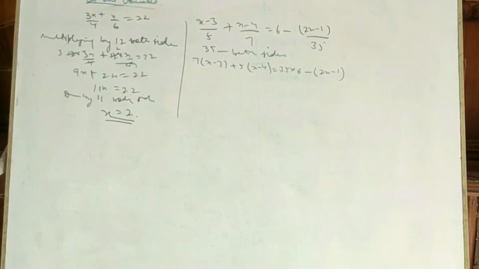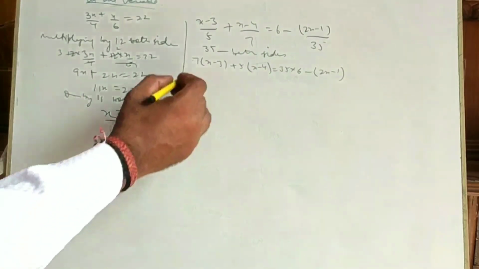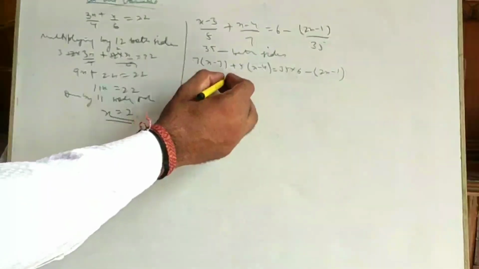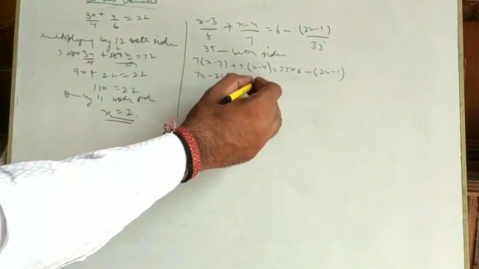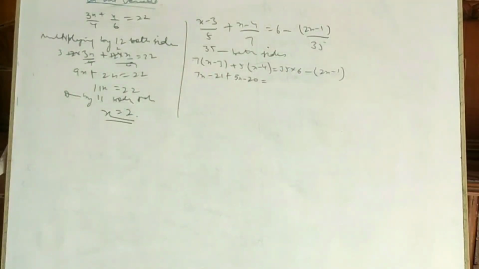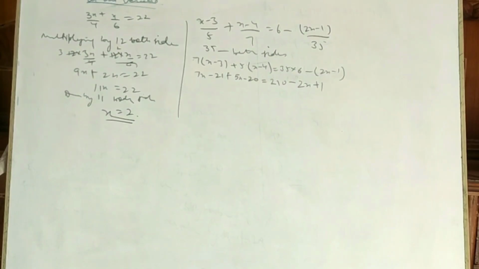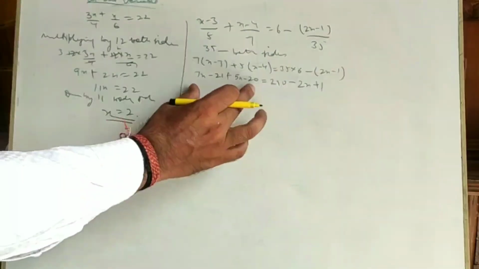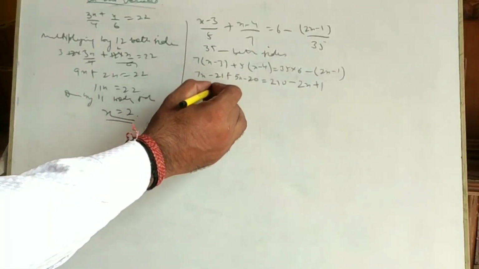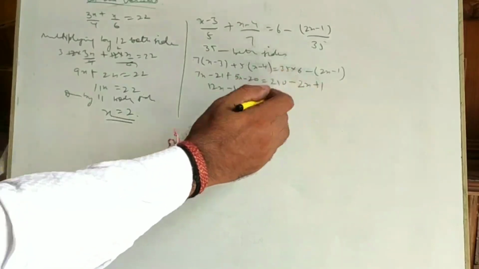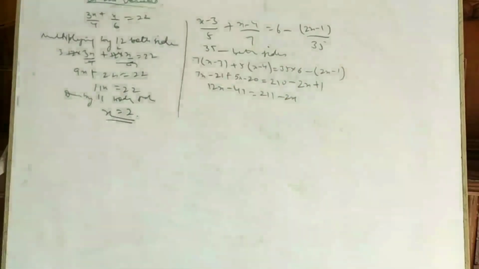Okay. Now on solving this, we will have 7x minus 21. This 7 will be multiplied by both the terms. Similarly 5 will be multiplied by both the terms, is equal to 35 into 6, we have 210 minus 2x plus 1. Before taking anything across, reduce this. 7x plus 5x becomes 12x minus 41, and 210 plus 1 becomes 211 minus 2x.